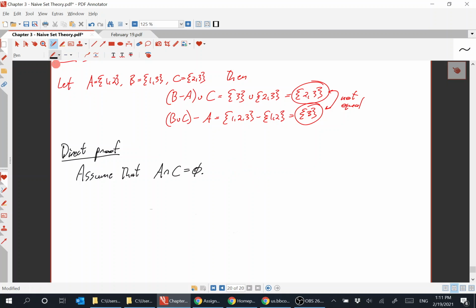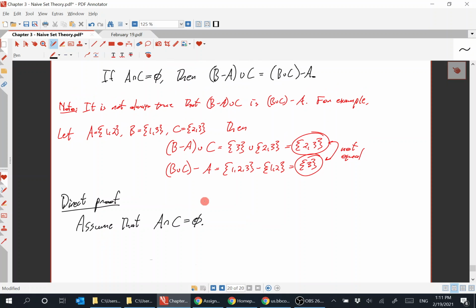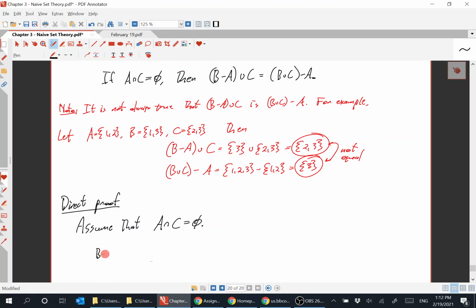So let this be true. Okay, so first we want to show that B minus A union C is a subset of B union C minus A. Okay, we're assuming this is true. Now you want to show that this is true. So we're going to do it by showing the first is a subset of the second, and the second is a subset of the first. So we'll start with this one.